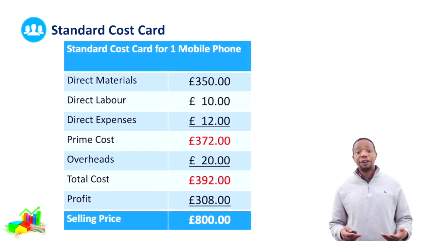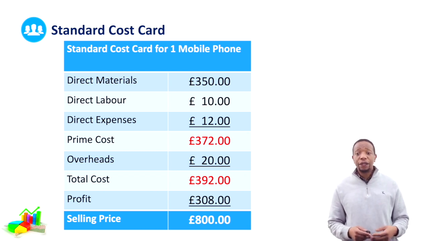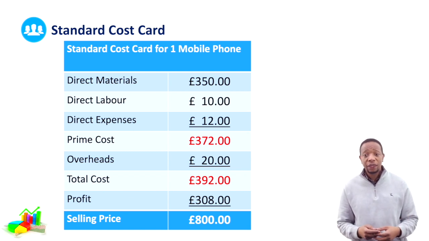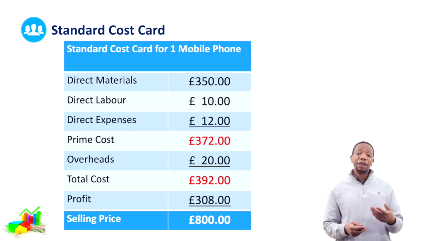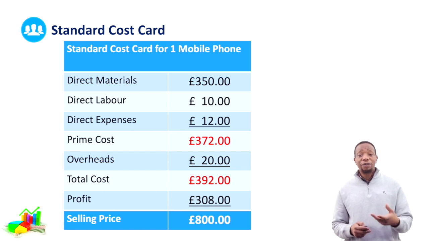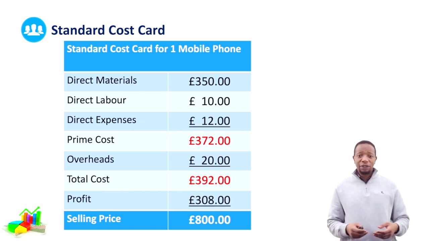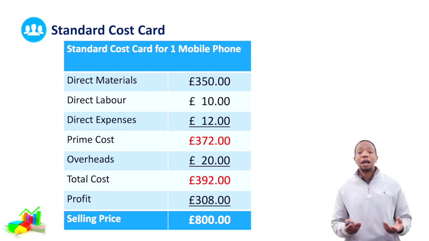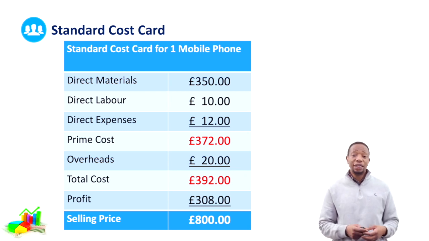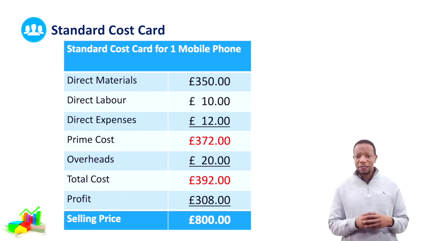So we would have our direct materials, which would be £350. We would have our direct labor, which would be £10, and then our direct expense is £12, and that will come to £372 for the phone. And then our overheads, we did share them as £20 per phone, so that comes up to £392. And then we would charge some ridiculous markup like these phone companies do, of something like £308, and the phone comes to £800.